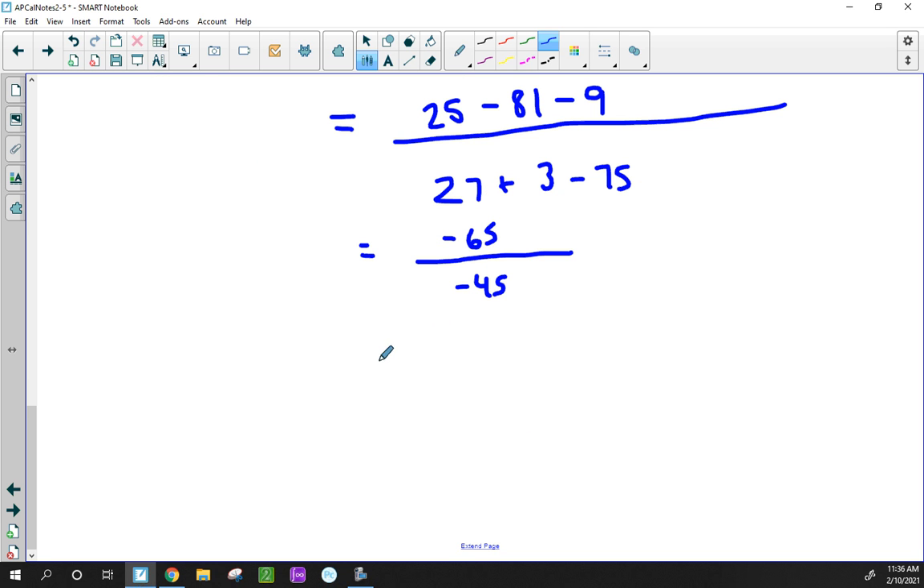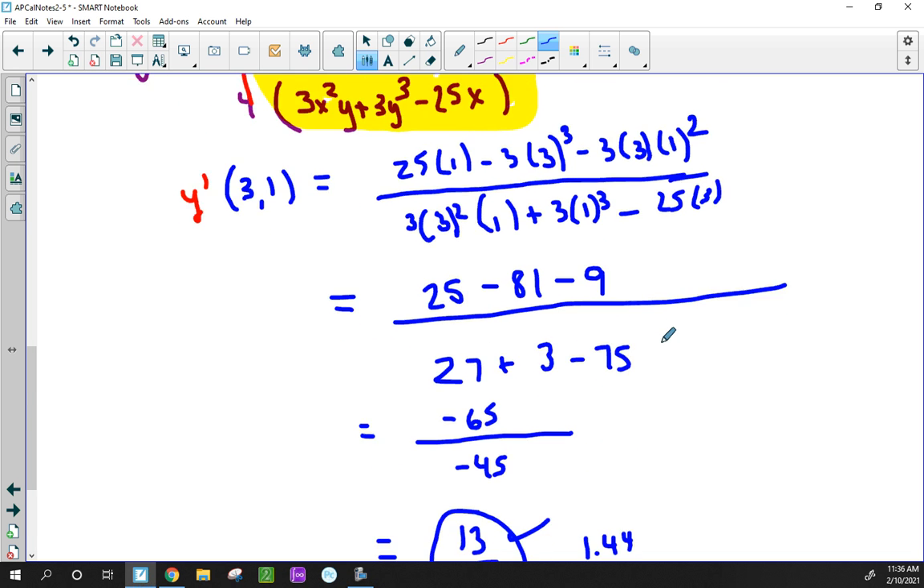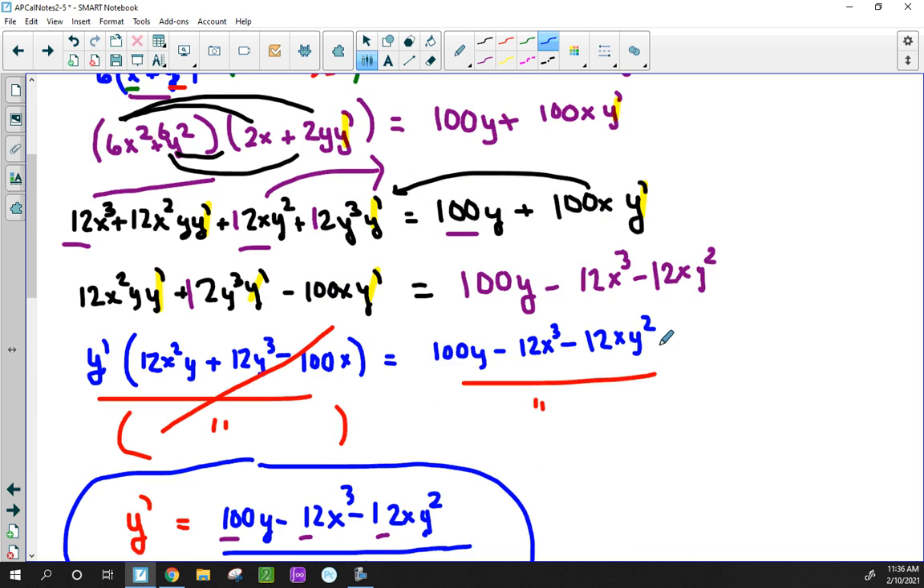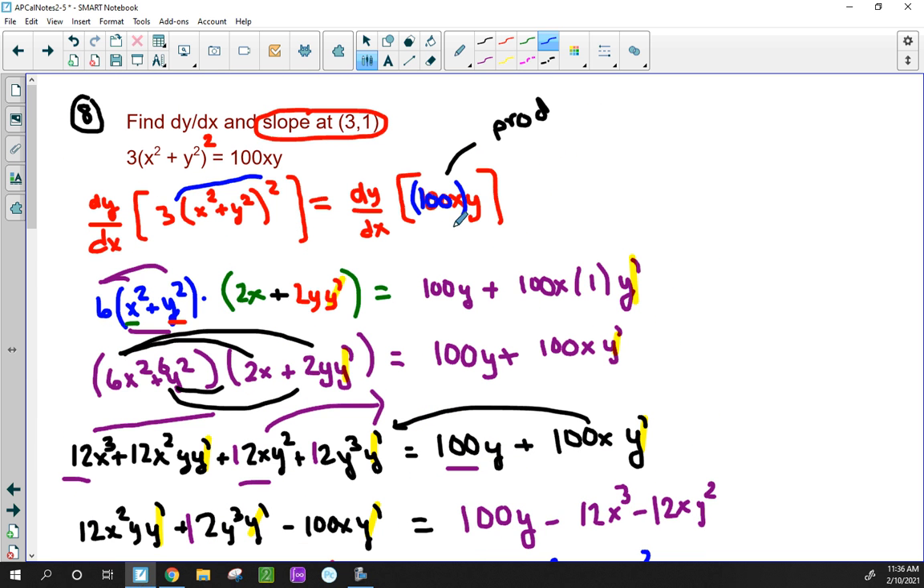Obviously, we want to simplify that. So, let's see. 5 goes into 65 13 times. 5 goes into 45 9 times. And it turns into a positive answer. So there is the slope, 13 ninths, which is approximately 1.44, but I would just leave it as a fraction. 13 ninths is the slope for this huge problem.